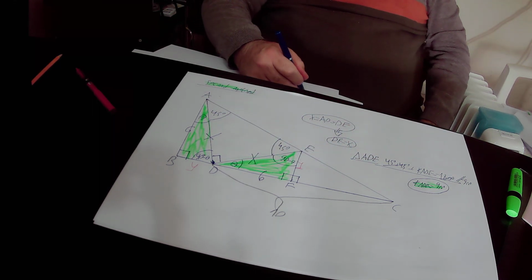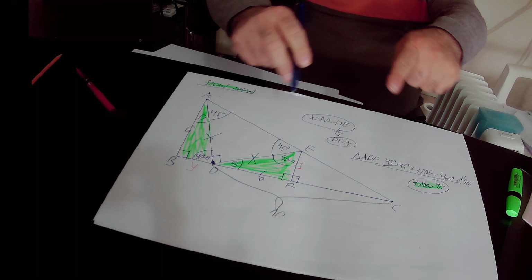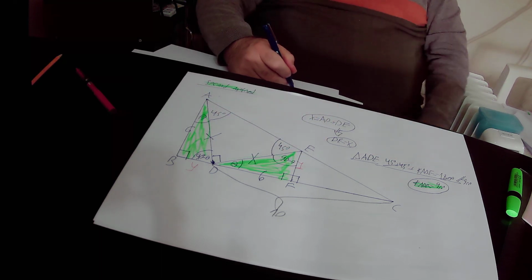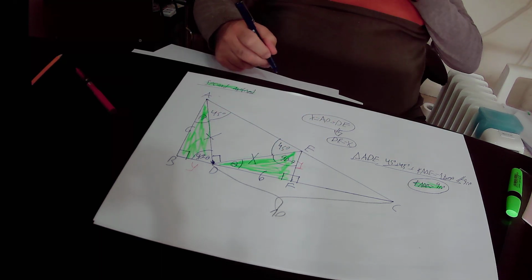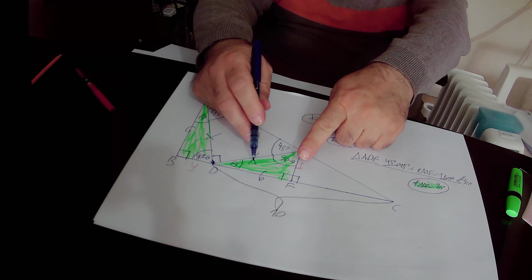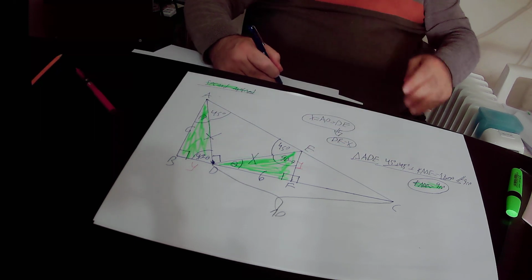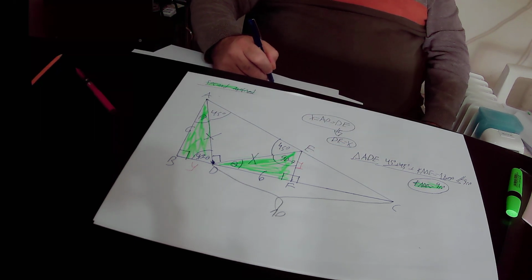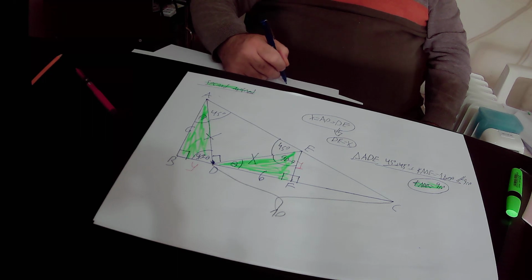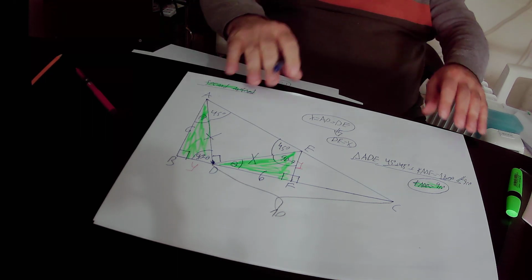So FC is equal to DC, that is 10 units, minus DF that we just found out, that is 6 units. So FC equals 10 minus 6, that is 4. So we found out that FC equals 4 units. We can write here that FC equals 4 units.